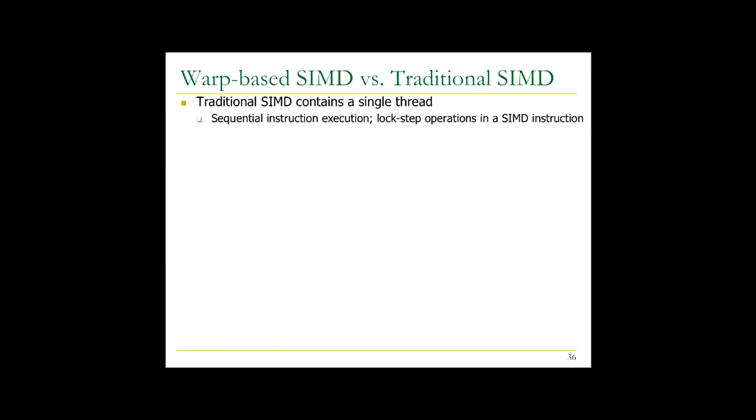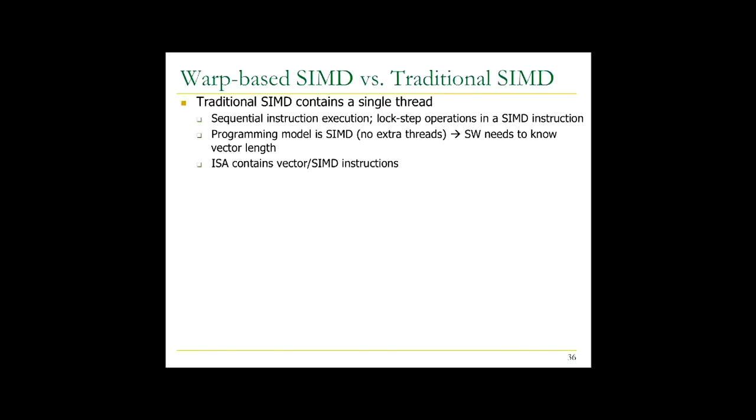This is similar to VLIW, if you remember. In VLIW, you had multiple operations. If one of them took long, all of the operations needed to wait because the execution model is really sequential. And the programming model in this case is SIMD. There is no extra thread. Software needs to know the vector length. In a sense, you're encoding the parallelism in the vector length, not in the threads. And the ISA contains vector or SIMD instructions.